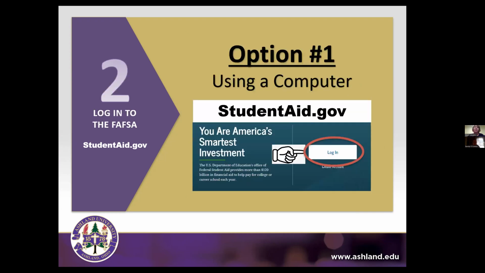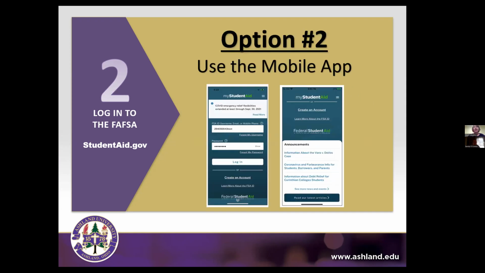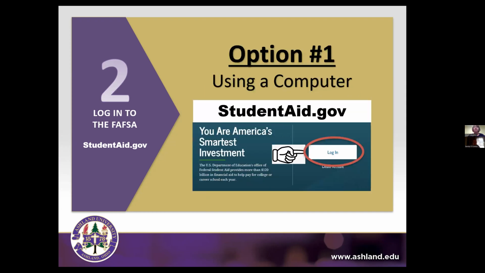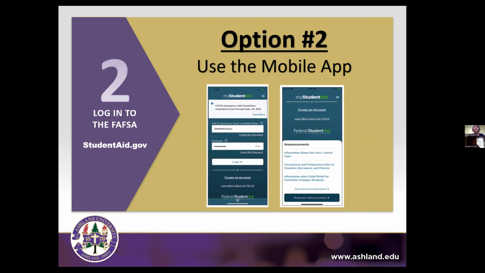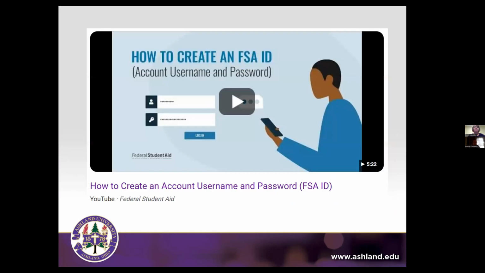So the second step is to choose the way that you want to complete the FAFSA. Option 1 is to use a computer. You can go to studentaid.gov and click on Login, or you can use the mobile app. This is a brand new feature that Federal Student Aid has put together over the last several years. It is very easy to use. So you have the option of using a computer, or you can use the mobile app.